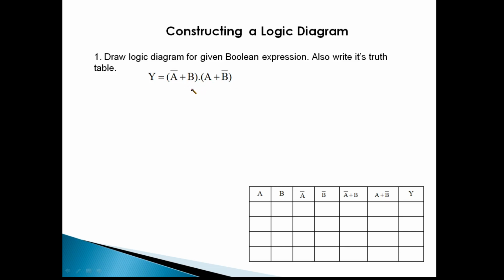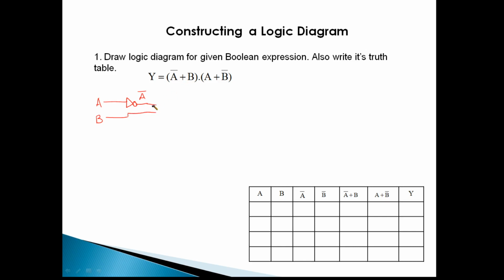So let us start. There are two inputs A and B to this circuit and there is output Y. So let us have input A. This is input A and input B. To produce first bracket, you need A bar. So here you have to add NOT gate. It will produce A bar, and then B is taken directly.